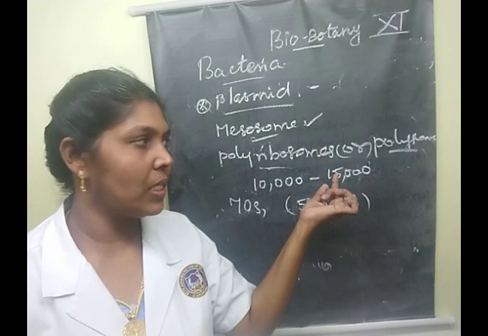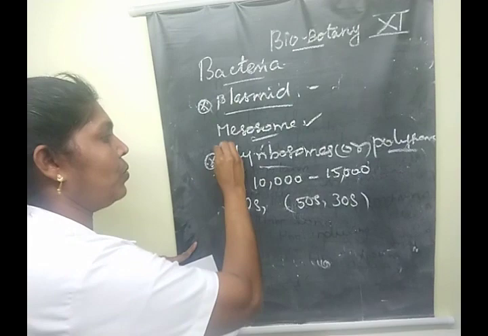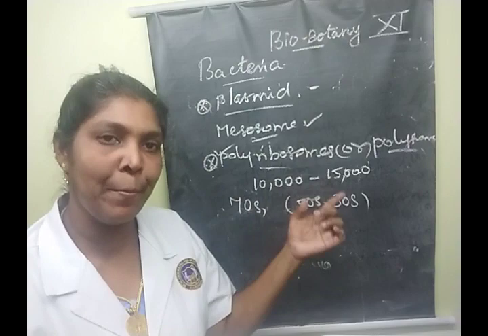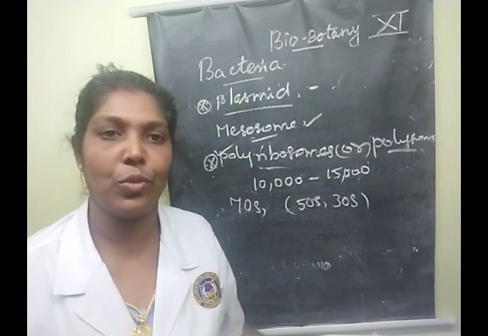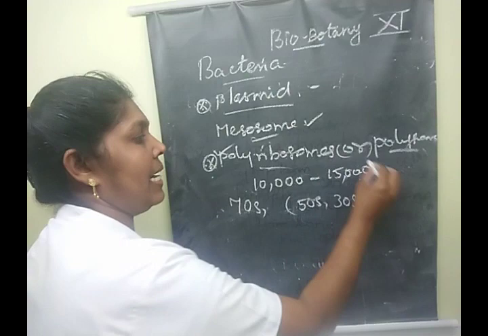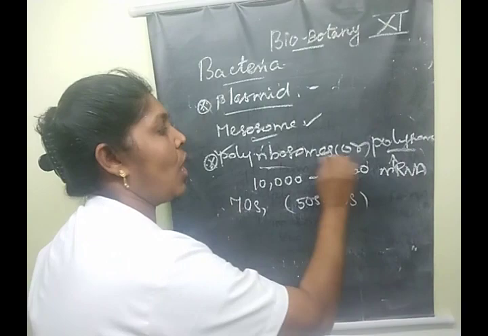The next question: what are polyribosomes? The ribosomes are held together by mRNA and form polysomes or polyribosomes. Clear, children? So what do polyribosomes or polysomes mean? The ribosomes are held together by mRNA and form polysomes or polyribosomes. Clear, children? Say yes or no?